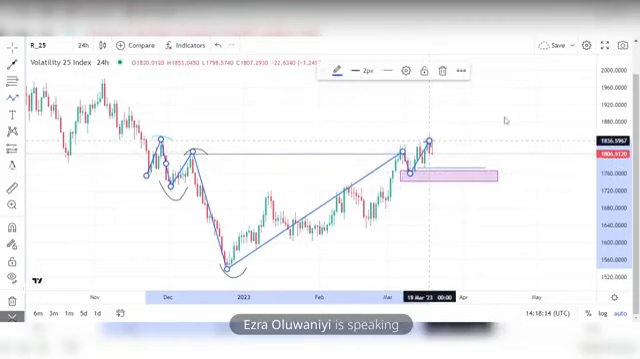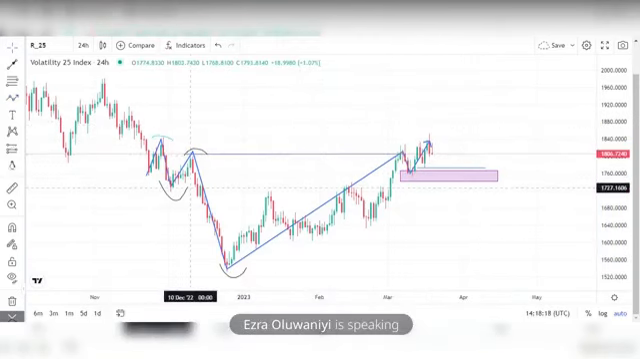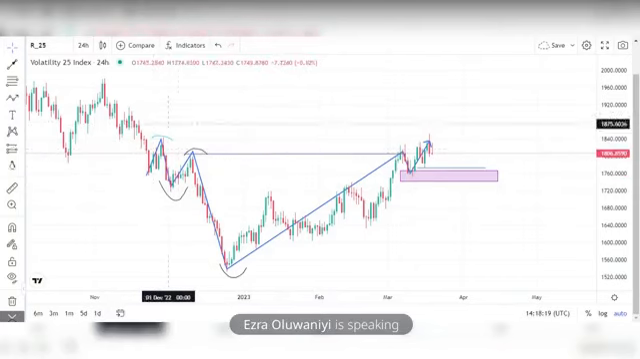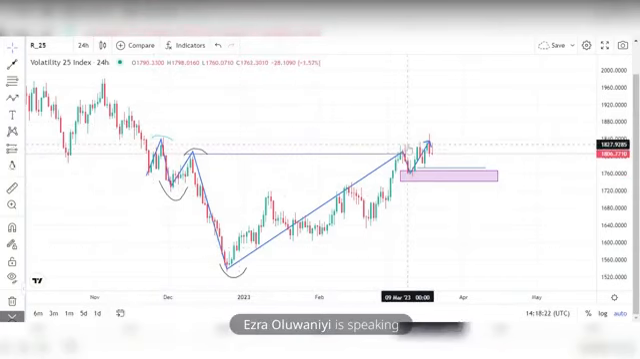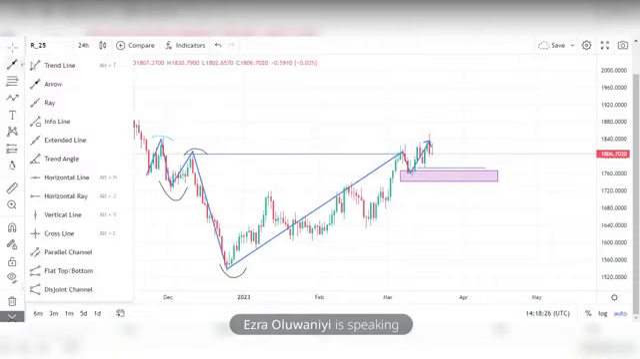Are you following me, please? Yes, sir. Do you understand the sketch I just drew? Yes, sir. So we have this high, low, and then break of structure to the upside, high, and then another break of structure to the upside around here.